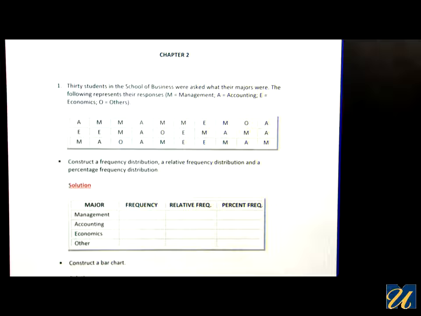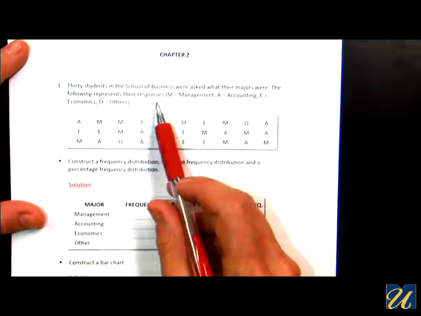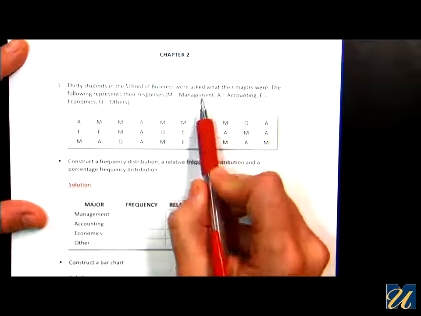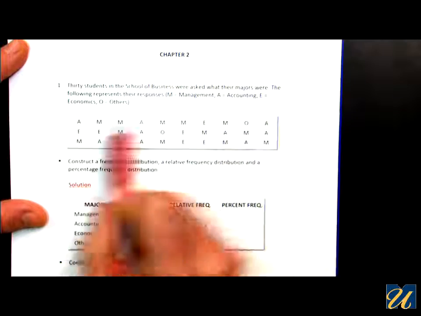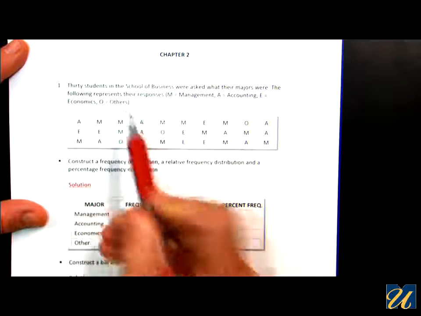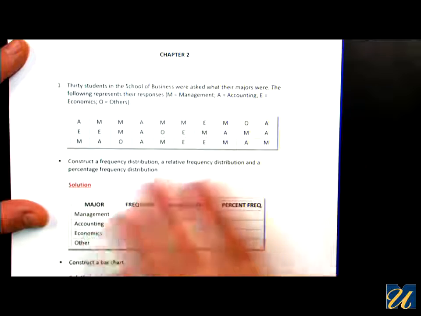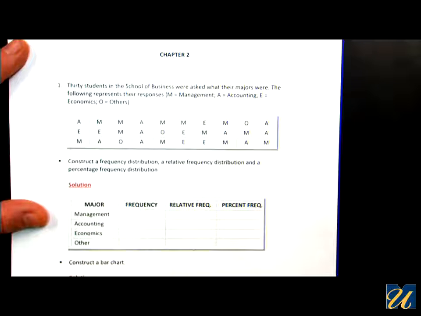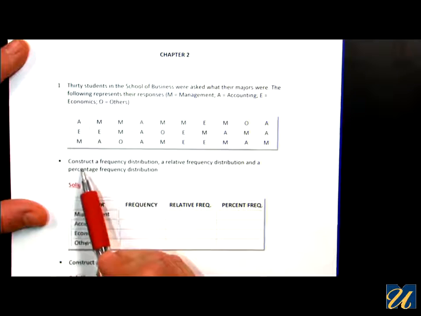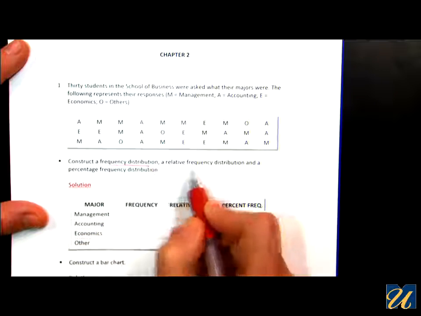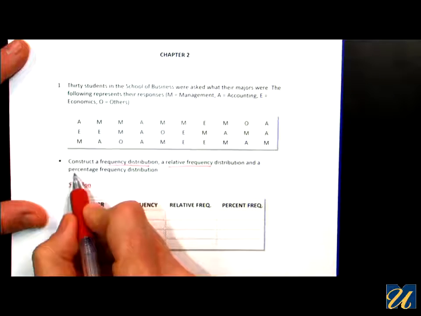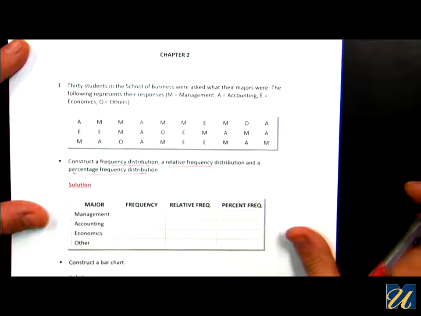Let's start now with the exercises for Chapter 2. For the first problem, 30 students in the School of Business were asked what their majors were. The following represents the responses. We have M for management, A for accounting, E for economics, O for others. We know straight away by looking at our data that this is qualitative data. Based on this, we want to construct a frequency distribution, a relative frequency distribution, and a percentage frequency distribution.